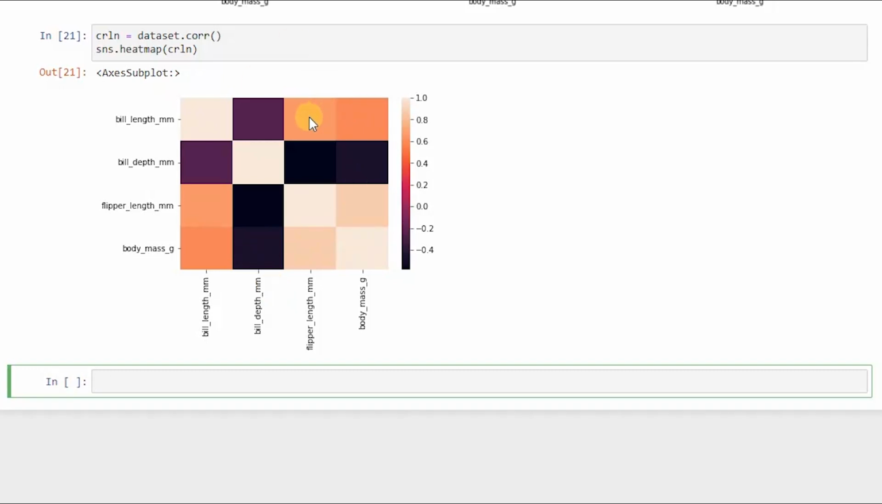Now, next comes maybe this one, which is the flipper length with the bill length. So maybe when the flipper is longer, maybe the bill is also longer. Or maybe it's some kind of a different relationship. But at least I know what parameters are similar to each other.